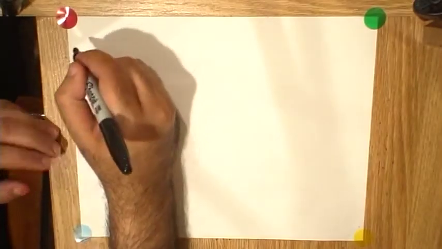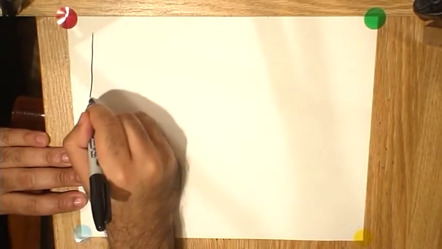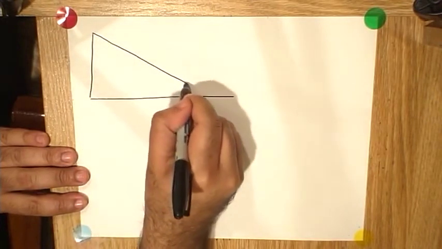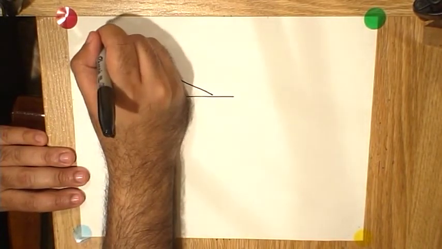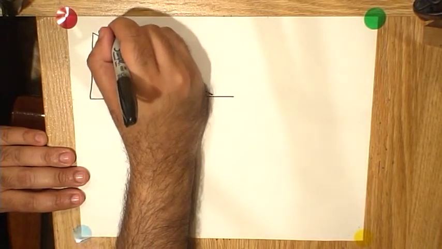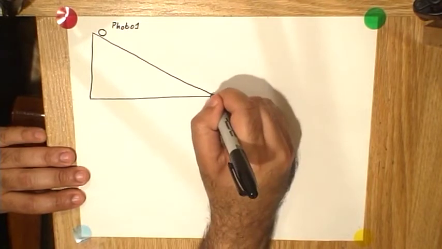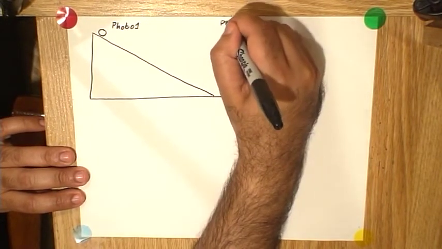In this question, we have a ramp, and we have a ball that is rolling down that ramp. The ball starts at the top. Let's call that photo 1. And it winds up at the bottom. Let's call that photo 2.